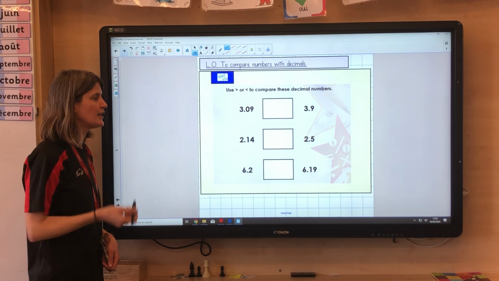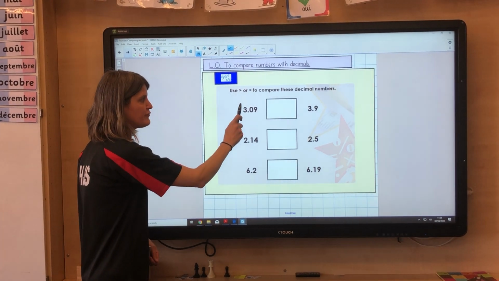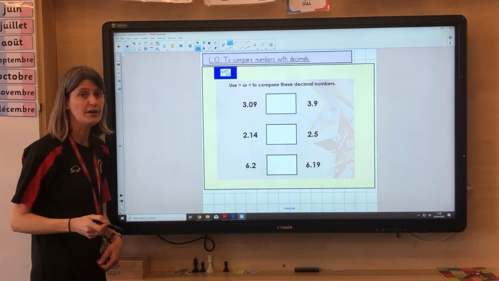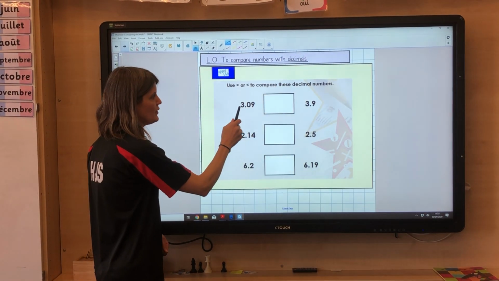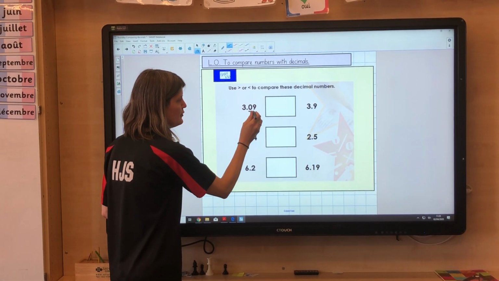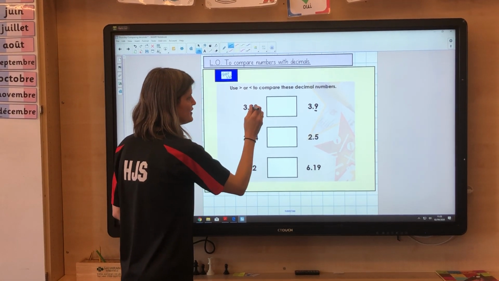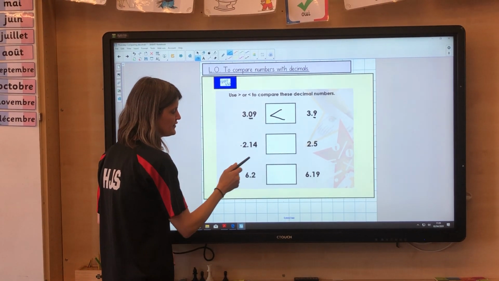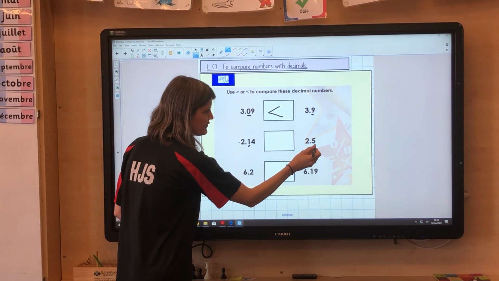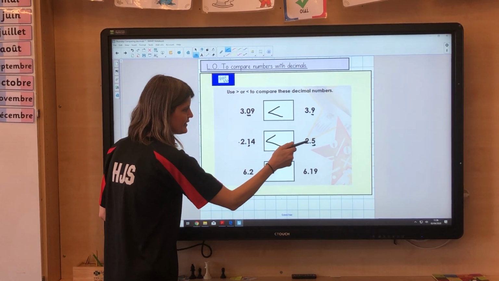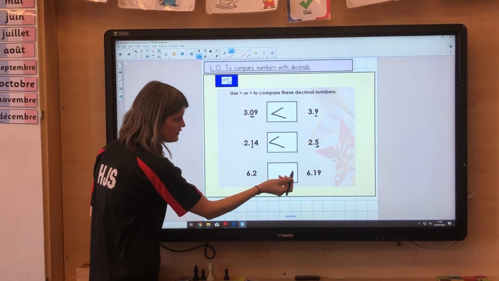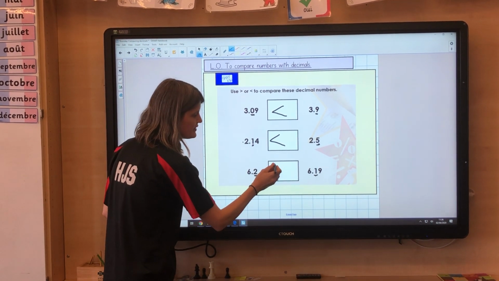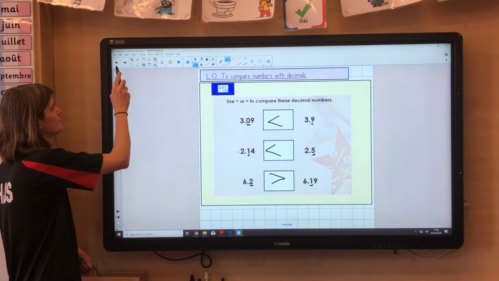Right, now your turn. Think carefully, take it in turn for each place value. Compare the ones, then compare the tenths, then if you need to, compare the hundredths. 3 ones, 3 ones. No tenths, 9 tenths. 0 tenths is less than 9 tenths. 2 ones, 2 ones. 1 tenth, 5 tenths. 1 tenth is less than 5 tenths. 6 ones, 6 ones. 2 tenths, 1 tenth. 2 tenths is bigger than 1 tenth.